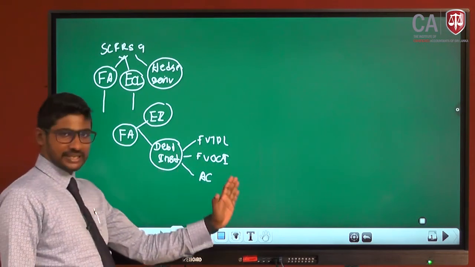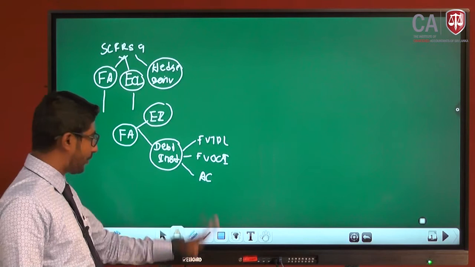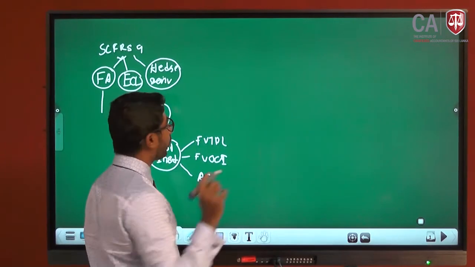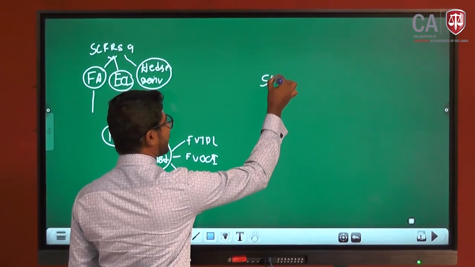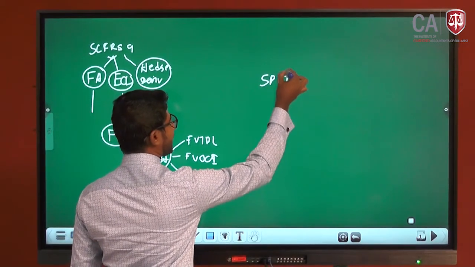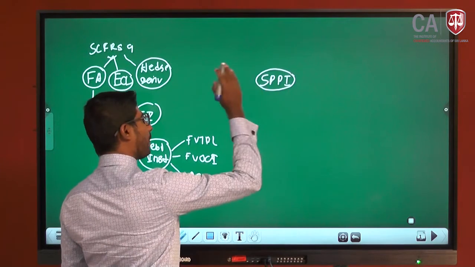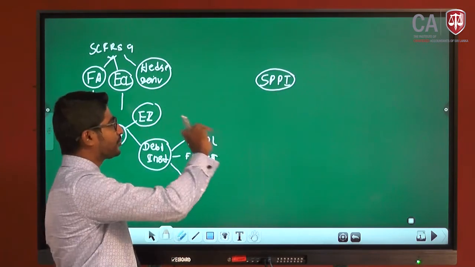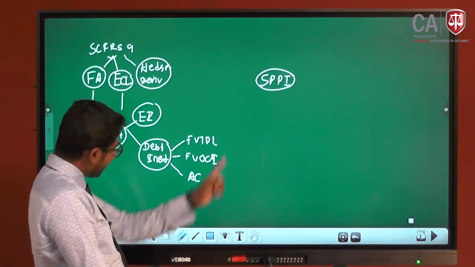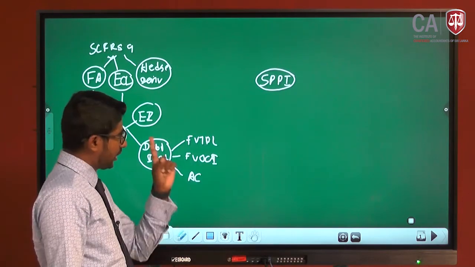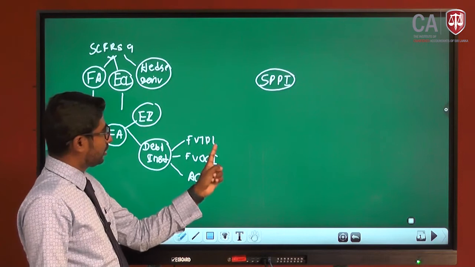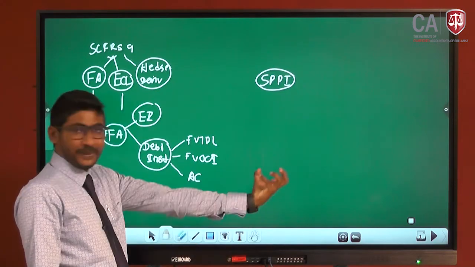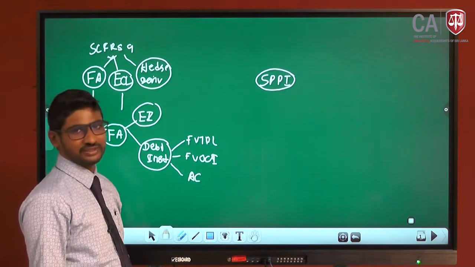To decide whether it's fair value through P&L or amortized cost or whatever, we have 2 tests that need to be performed. The first one is called the SPPI test. Sole payment of principal and interest. What they are asking in the SPPI test is, if there is a debt instrument, whether the entire payments are coming through principal and interest or other ways. That is what they are asking.